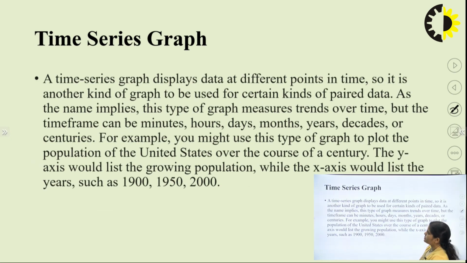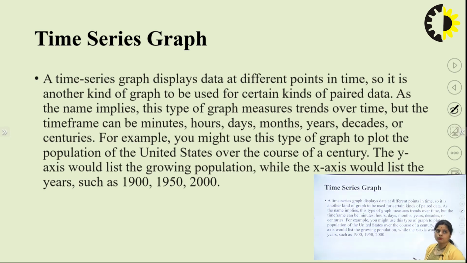And the next one is time series graphs. Basically time series graphs are used for time data, for example if you have data on the selling of refrigerators during the summer season, or the selling of AC machines during the summer seasons. If you have this kind of data, which corresponds to different points of time, then this kind of graph is used. This kind of graph measures the trends over time. Time frames can be minutes, seconds or hours, months or years, decades, even centuries.